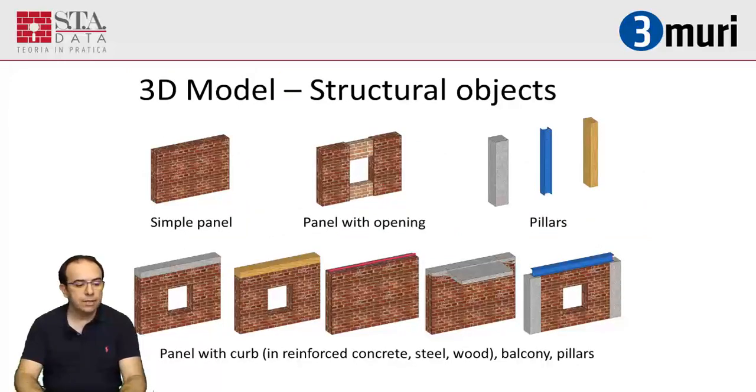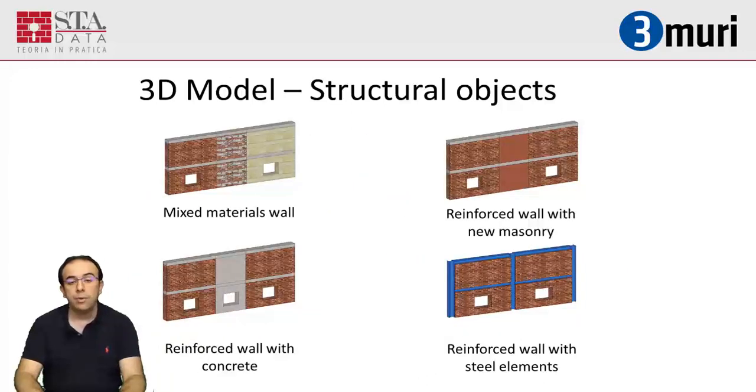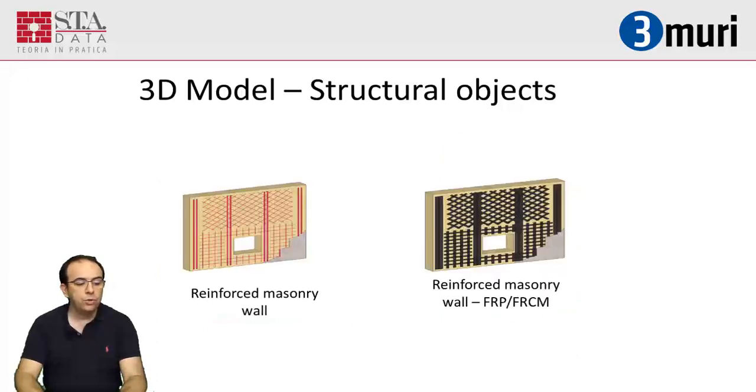Moving to the vertical elements, several structural objects can be modeled into Tremuri, like a single masonry wall or reinforced concrete walls, columns and beams, and a combination of walls with beams and tie rods. Into a wall can be modeled different materials, different elements, and then they can also have the function of reinforcing the current wall. To reinforce walls into Tremuri, you can easily also model reinforced masonry, reinforcement with FRP and FRCM, and this will be the focus of the example we are going to see today.